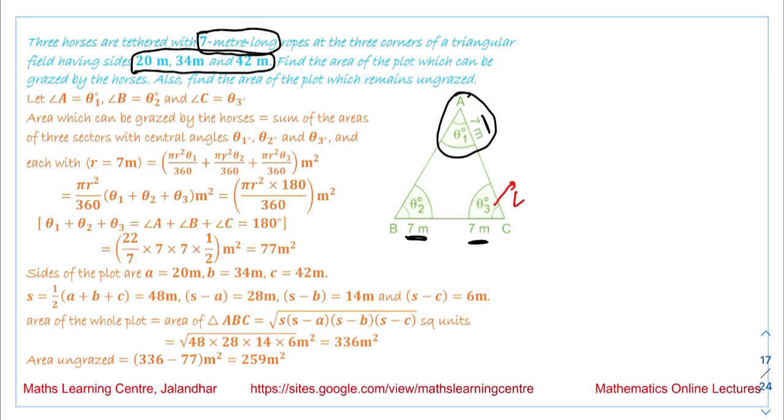So suppose the angles of this triangle are theta 1, theta 2 and theta 3. These are the 3 angles corresponding to this triangle.